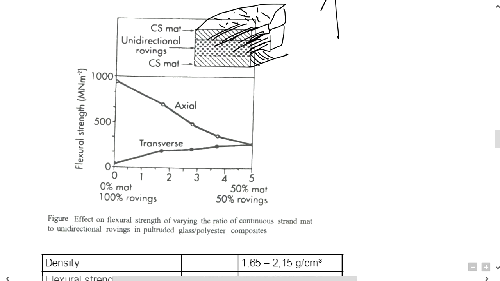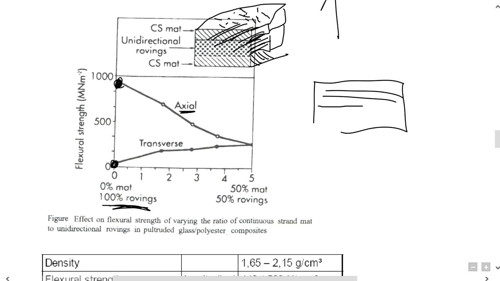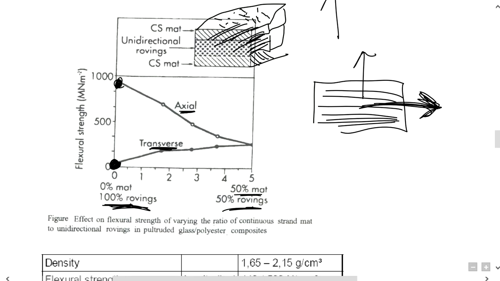If you use 100% rovings, your axial strength is pretty high. Axial is only unidirectional, so if everything is roving, then it's just like that. If it's 50% mat and 50% roving, you'll have strength in this direction and in the transverse direction. So over here, transverse loading is weakest. If you have 100% roving, it is strong in this direction, but weak in this direction.